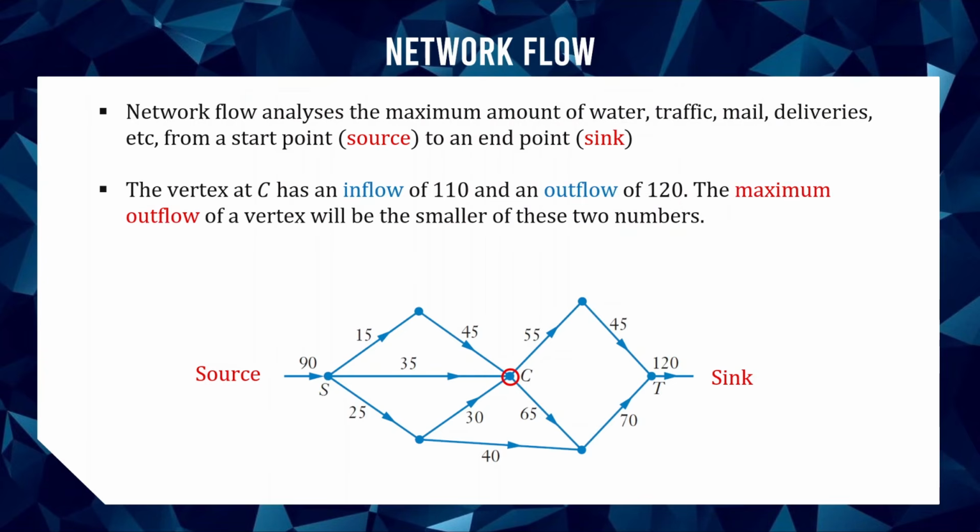So the terminology here is that point there, C, has an inflow of 110 and an outflow of 120, and the maximum outflow is the smaller of those two numbers. So we're always limited by our smallest number in these questions, which in this case is 110.